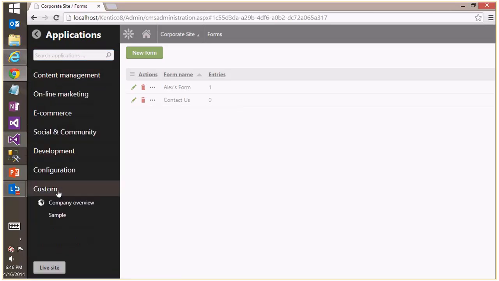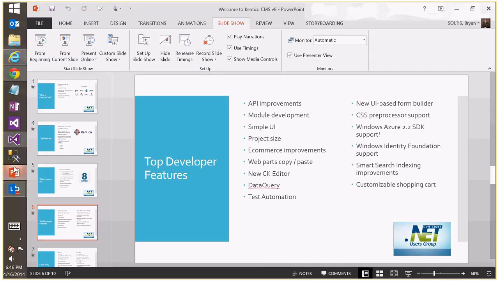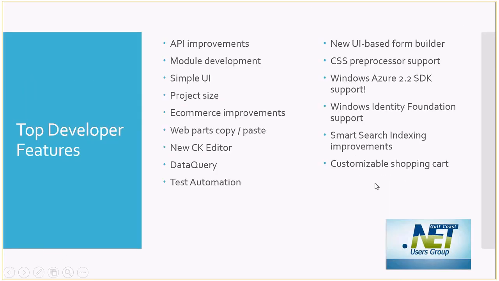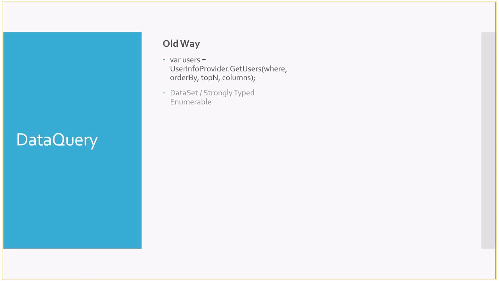Another thing I want to show you real quick. This one's going to get a little bit more technical, but let me jump in here because this is cool, important stuff. So this is top developer features. Those are some of the new UI, as you see. This is what's called data query. It gets a little complicated, but this is using the Kentico API to get users.